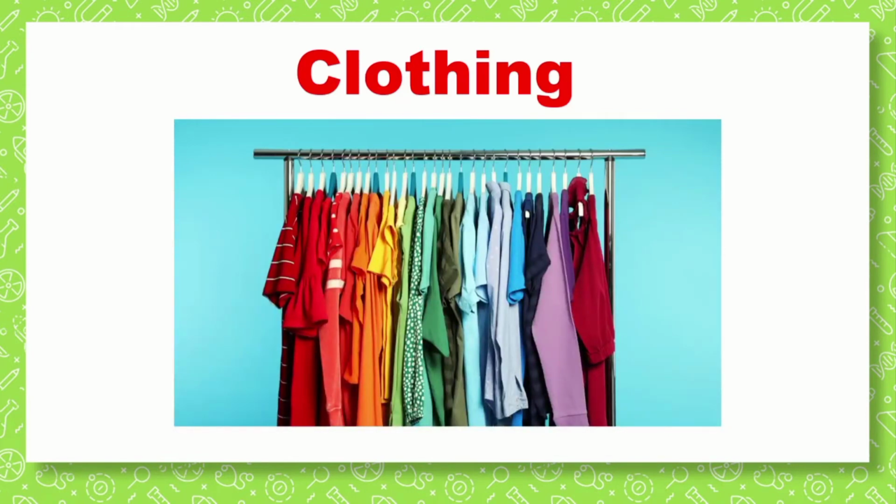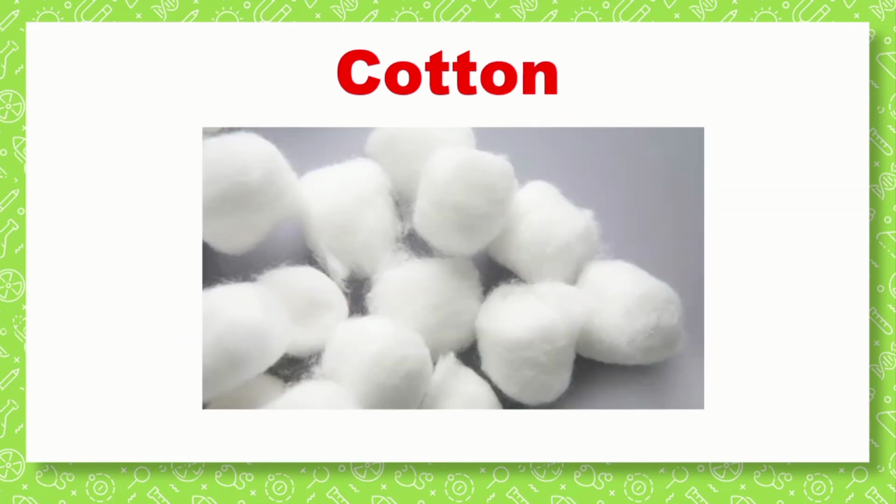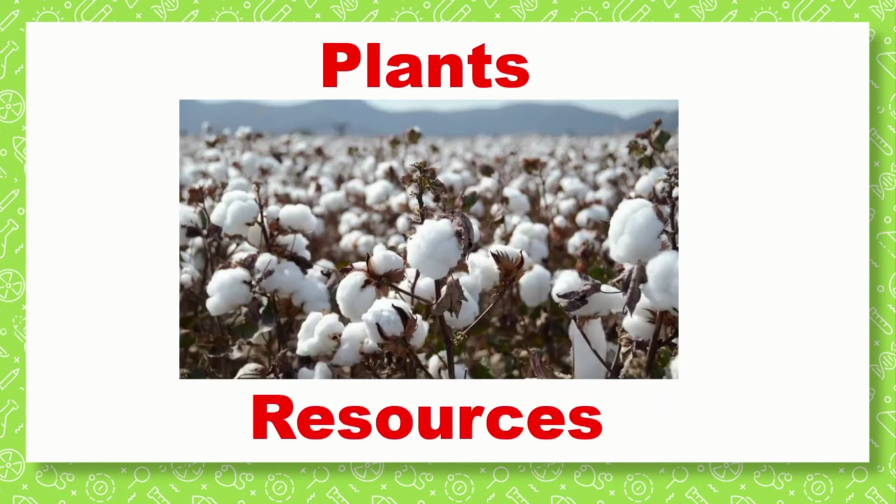Next is clothing. How do we make our clothes? Because clothing is a need of humans. We make clothes from cotton. And how do we get cotton? From plants. Cotton grows on plants. So we take the cotton and make clothing out of it. So plants are also resources, as I mentioned before. Plants are a very important resource.